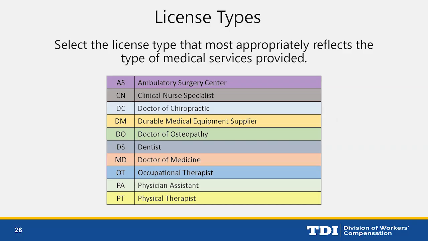If your actual license type initials are not listed in this rule section, you cannot use it as a license type. For example, APRN for an advanced practice registered nurse or NP for nurse practitioner are not listed, so they can't be used in the license format. Another example not on the list of license types is PTA for physical therapy assistant. Remember, you must choose a license type from the list in 133.10 subsection I that most appropriately reflects the type of medical services that were provided to the injured employee.